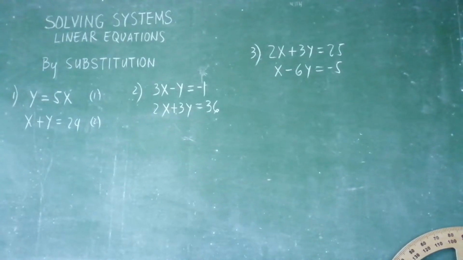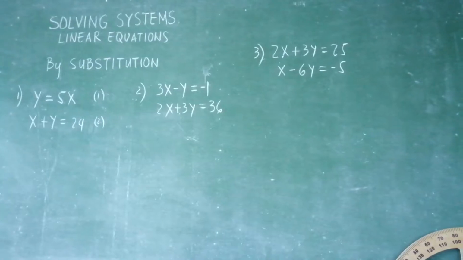Then substitute the value you obtain in the equation and solve for the value of the other variable. Then after that, you may check the values in both equations, or you may just check in one, but you can check it in both. So shall we have an example on the board?